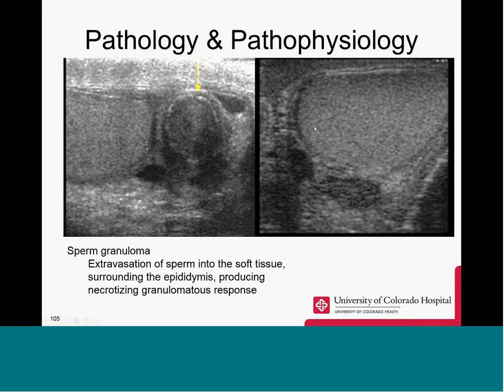Here on ultrasound is a sperm granuloma. Again, extravasation of the sperm into the soft tissue produces the necrotizing granulomatous response. Here is a small sperm granuloma, testicle or epididymis. This gentleman had a vasectomy. You can see it's enlarged, has what we would term a corduroy appearance, the dilated tubules within it, and then our adjacent granuloma.